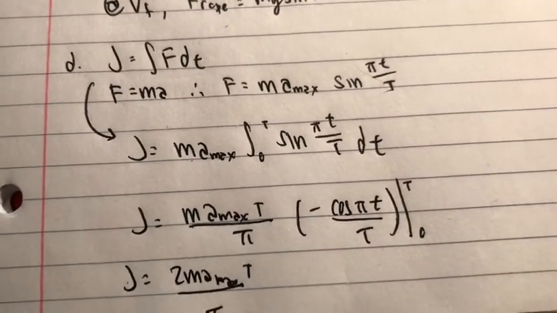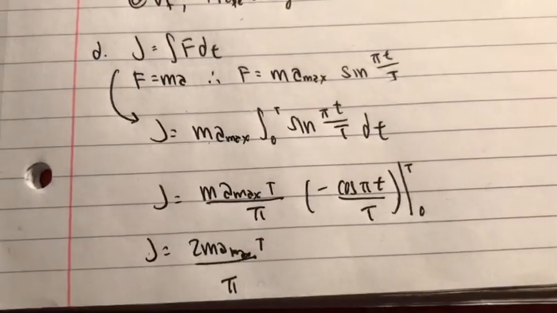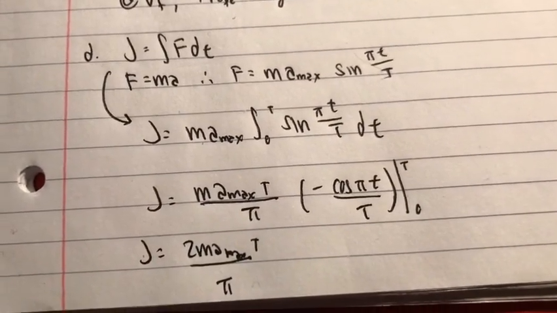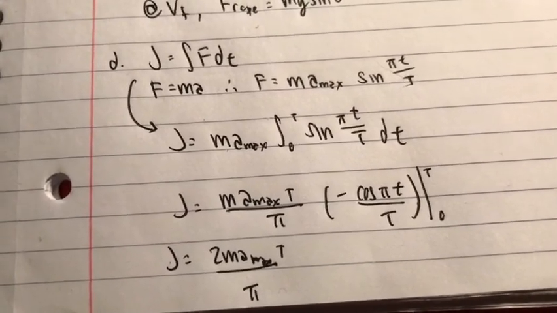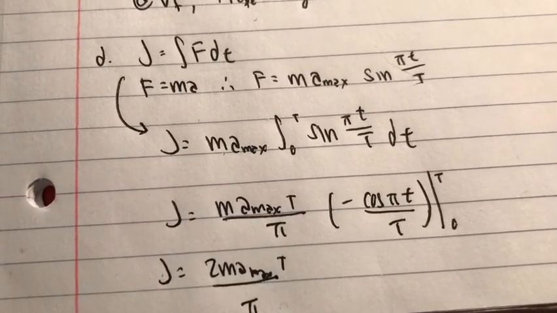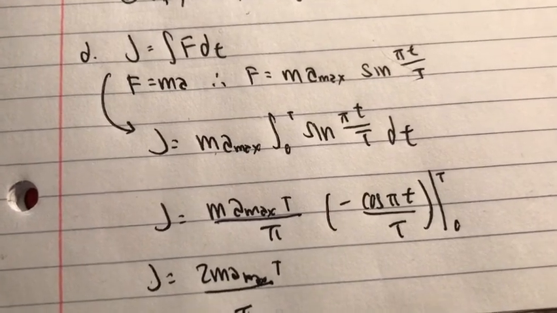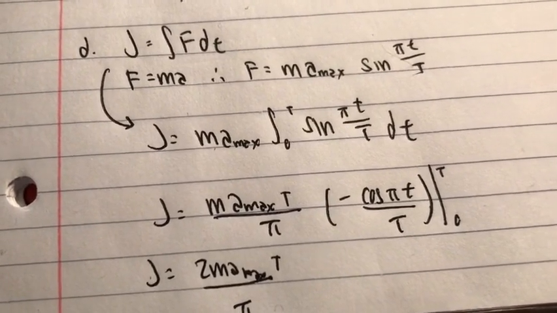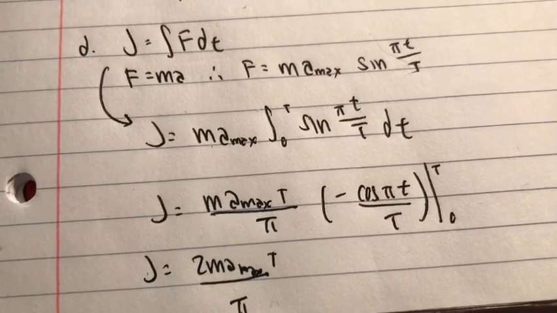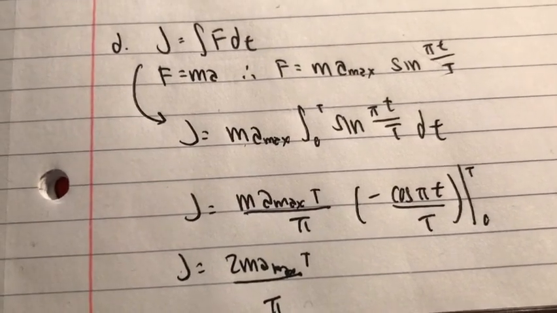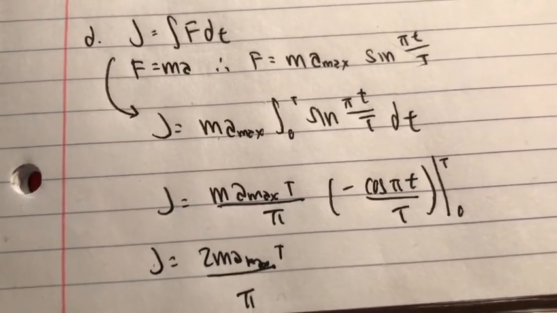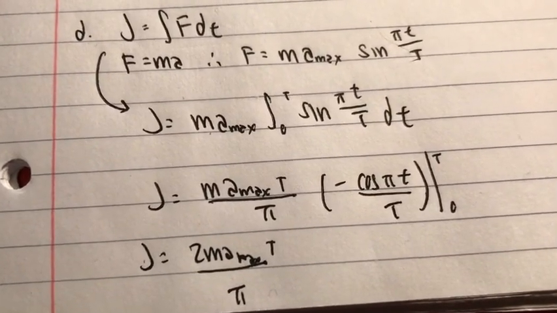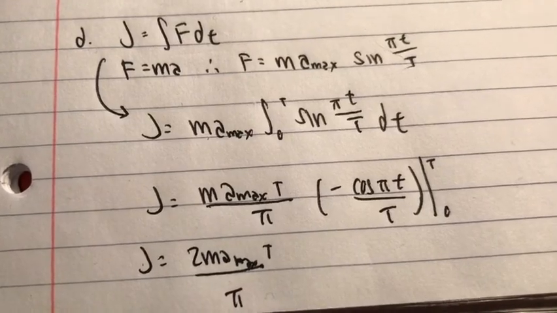For the next question, we have to find the impulse imparted to the skier, and as soon as we see total impulse, we know that we have to take the integral of F dt, and because we know that F equals ma, and this is during acceleration, then we can plug in a equals a max sine pi t over big T for our acceleration, and then we can pull out m and a max as constants, and then after we integrate, we end up getting 2 m a max big T over pi.